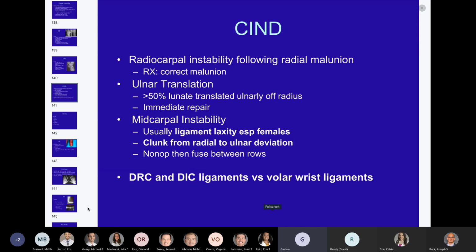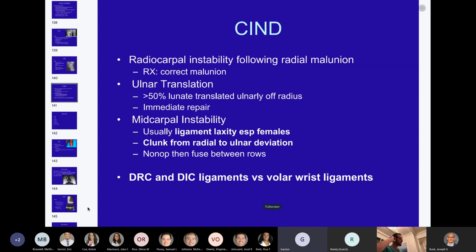So carpal instability non-dissociative. The things that have been asked recently is mid-carpal instability. So midcarpal instability, they're going to give you a young, ligamentously lax female whose wrist clunks as she moves from radial to ulnar deviation. The answer is going to be non-op. The actual splint is something called a pisiform boost splint. And it would have to be that really failed to get pushed to surgery. So really look for non-op, midcarpal instability, young female.